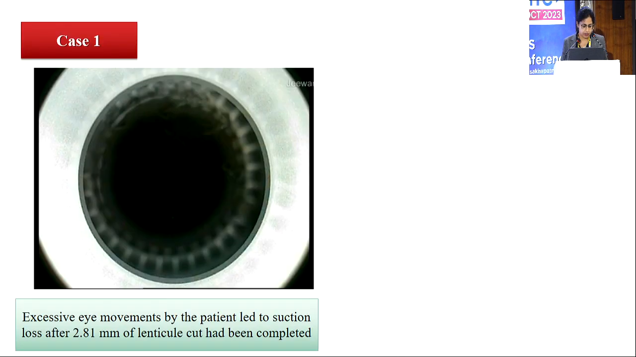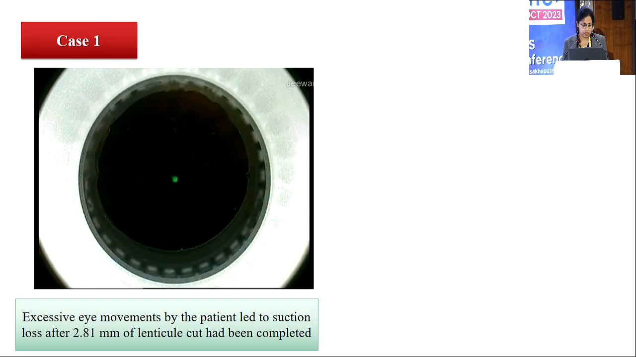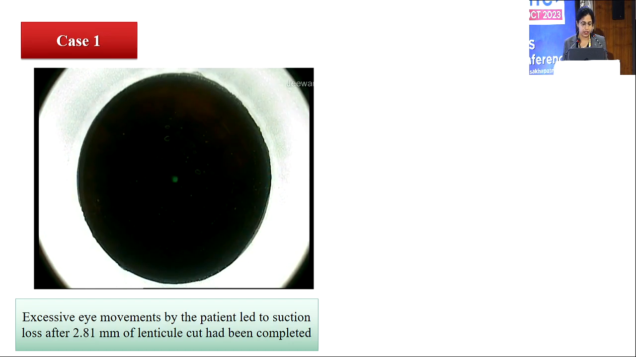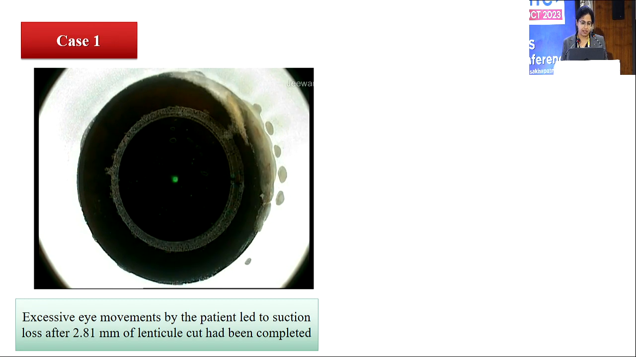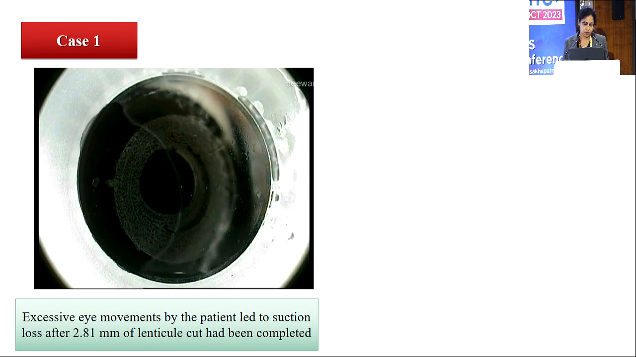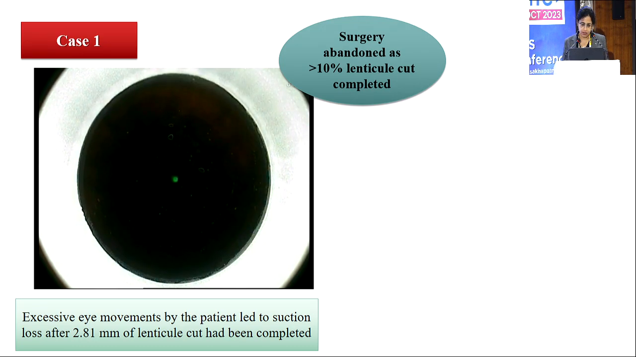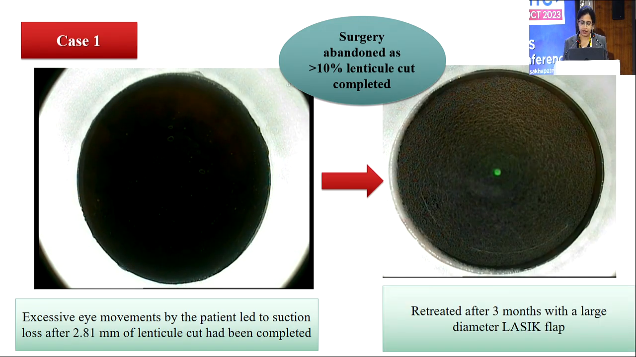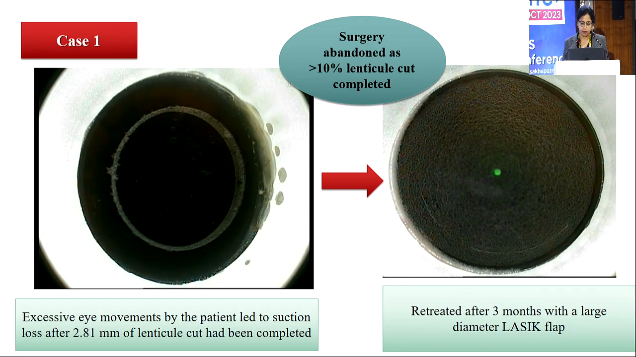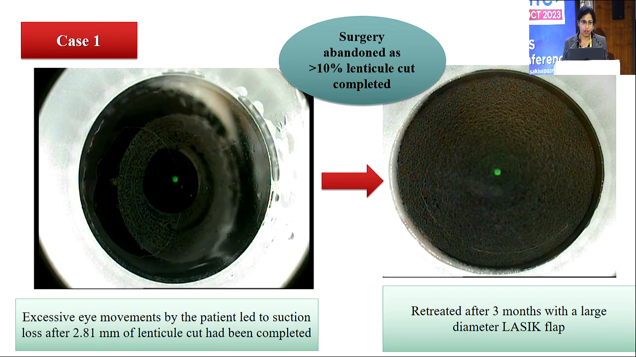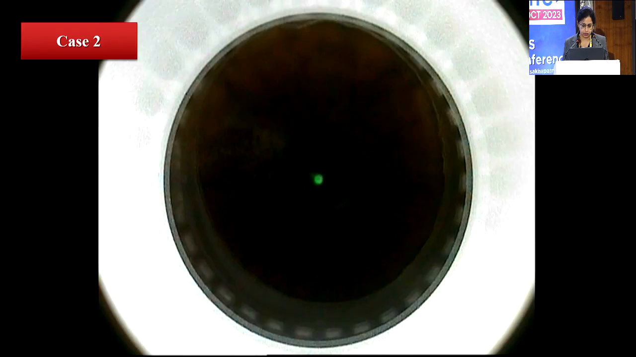So this is a case in which excessive movements by the patient led to suction loss after 2.81 mm of the lenticule cut had been completed. So the suction loss is during the lenticule cut. As you can see, the suction loss has started initially only, and this is challenging to maintain and manage, and surgery has to be abandoned. So it was retreated after 3 months with a large diameter LASIK flap. You have to change the position of the hinge because superiorly you have your side cut in case you progress to that stage. So this is a second case.